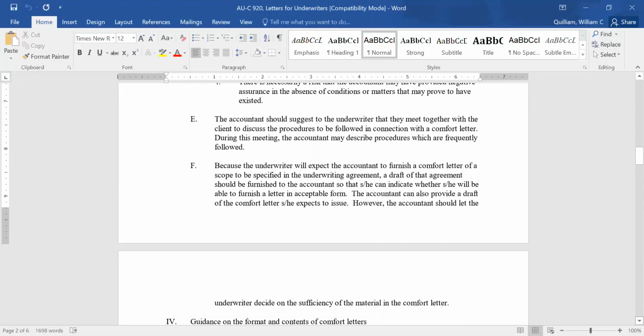But in F, because the underwriter will expect the accountant to furnish a comfort letter of a scope to be specified in the underwriting agreement, a draft of the agreement should be furnished to the accountant so he or she can indicate whether he or she will be able to furnish a letter in acceptable form. And the accountant can also provide a draft of the comfort letter he or she expects to issue. However, the accountant should let the underwriter decide on the sufficiency of the material in the comfort letter. That last sentence is very important. The underwriter always decides that. The accountant does not. If we did as an accountant, that would again increase our liability exposure, which we don't want.